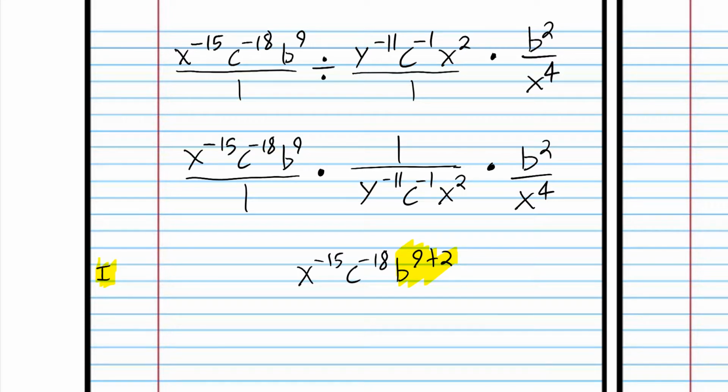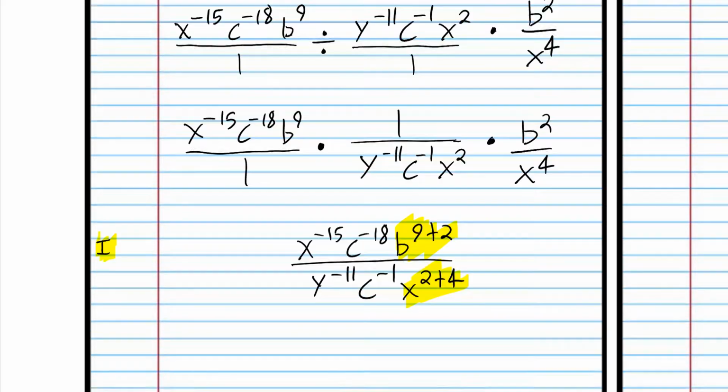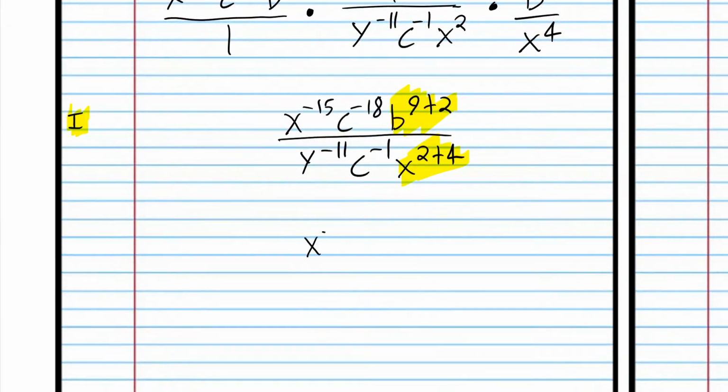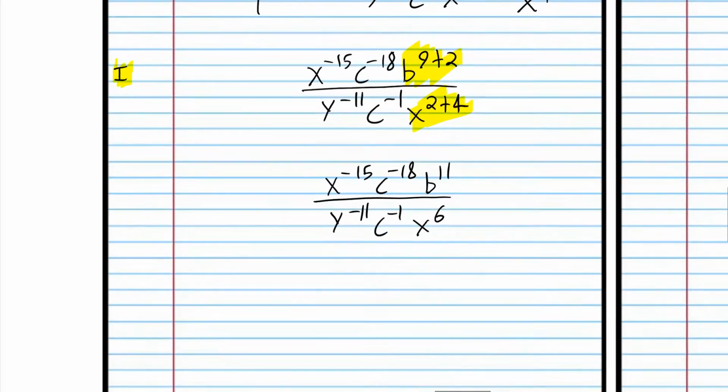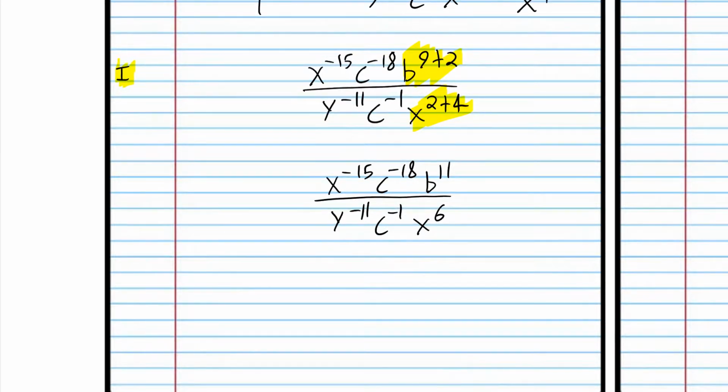And on the bottom, multiplying the denominators, we get y to the negative 11th, c to the negative 1, x to the 2 plus 4. So again, we used rule number 1 down here. All right, so let's double check, make sure that's all correct. It looks right. So now we're going to use rule number 2.